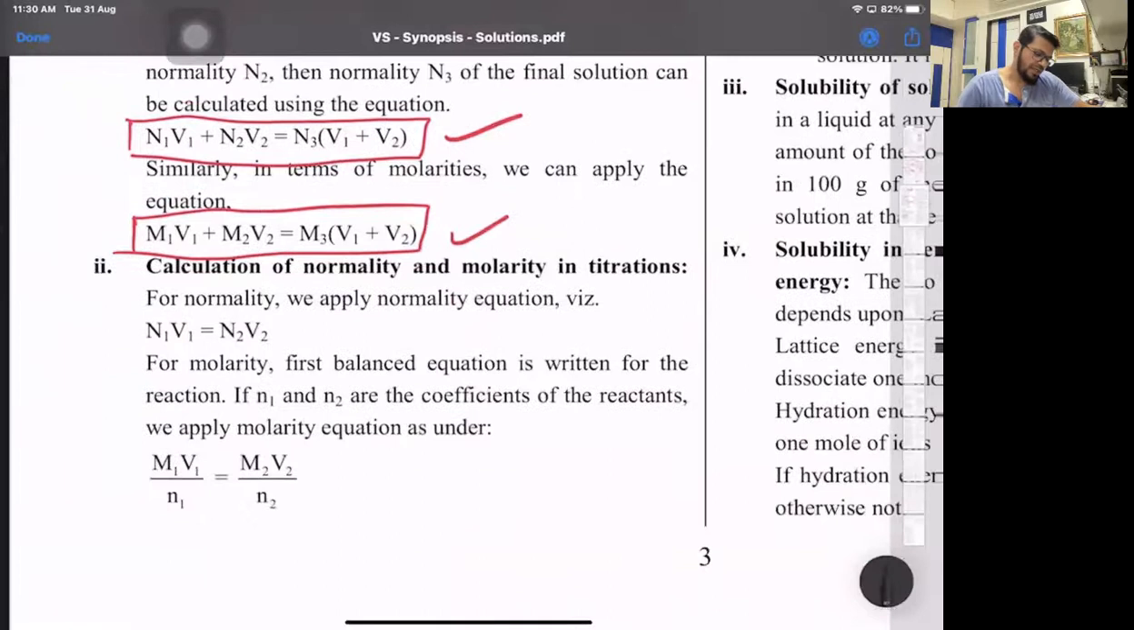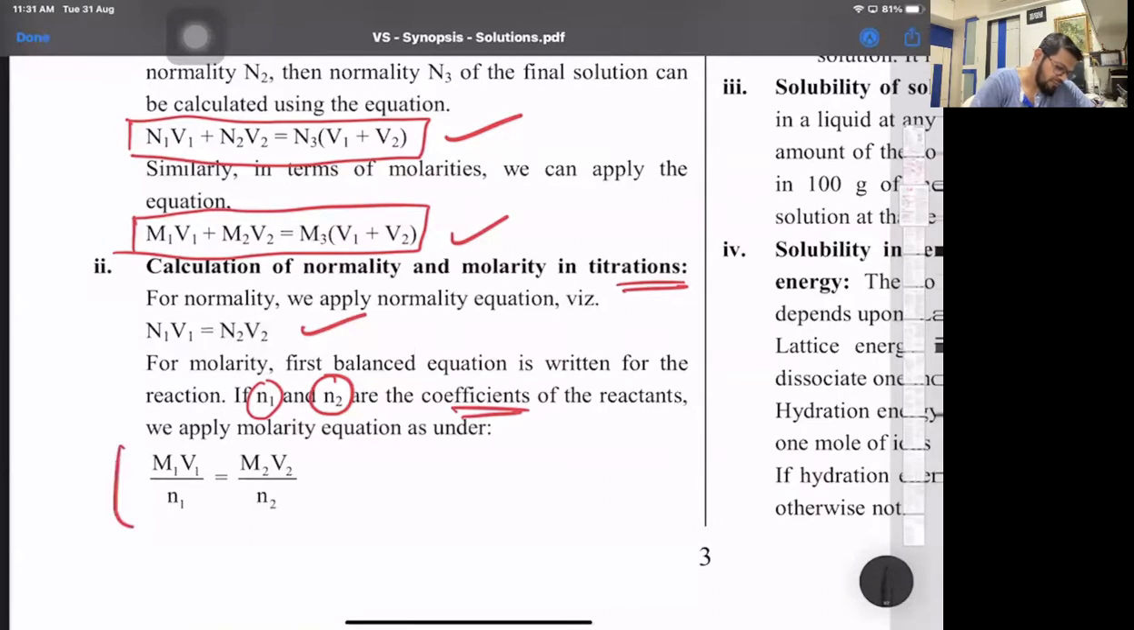Then normality, molarity with respect to titrations. This is important, in case they ask you from the MCQs point. Dilution law, though we know. For molarity, first balance the reaction where N1 and N2 are the coefficients, whatever are the balanced. Is this clear? So whatever we take now, the stoichiometric coefficients, the number of moles that we balance, those are the N1 and N2 that you put to apply to the molarity equation whenever there is titration, mixing up of an acid or a base.